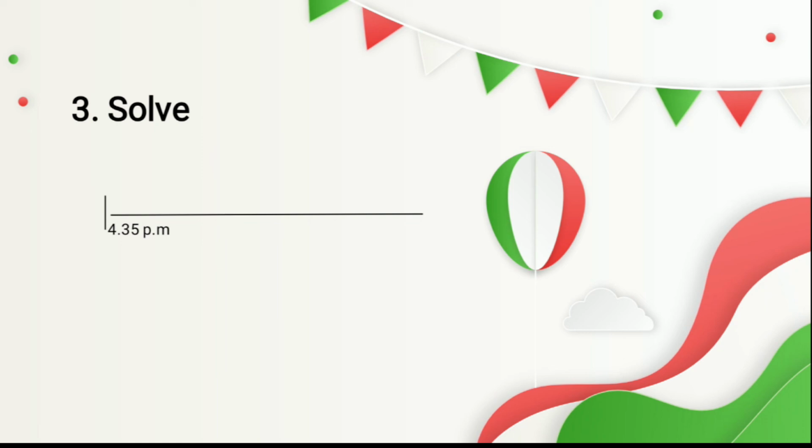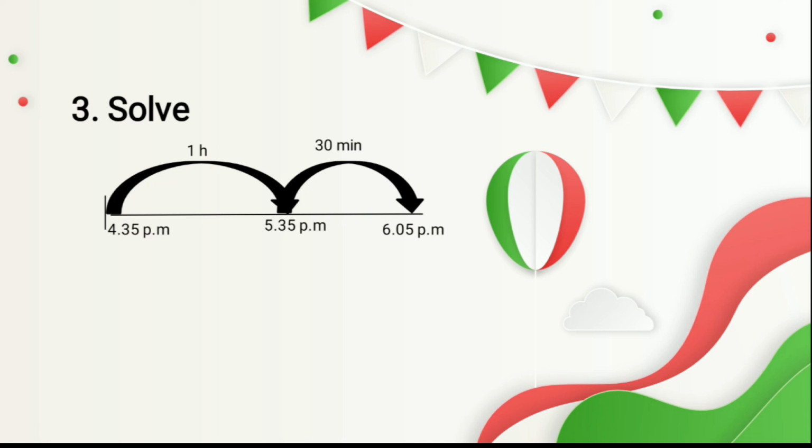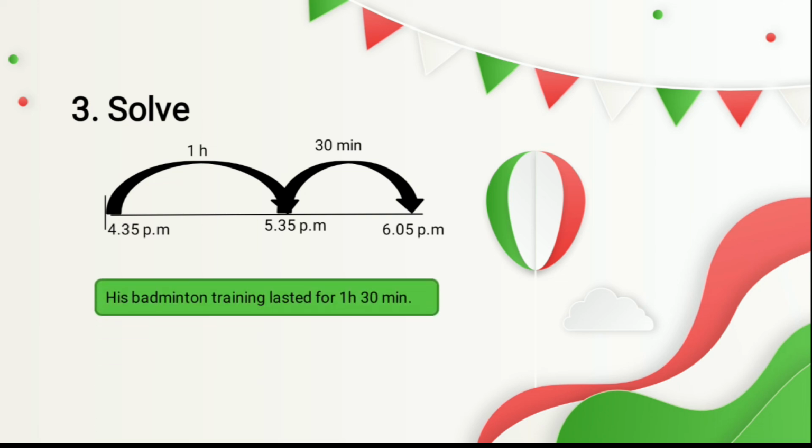4:35 p.m. 6:05 p.m. 1 hour after 4:35 is 5:35 p.m. 5:35 to 6:05 is 30 minutes. So the answer, his badminton training lasts for 1 hour 30 minutes.